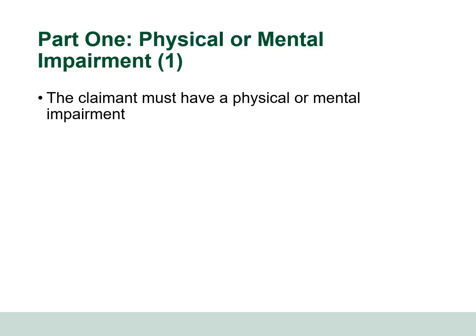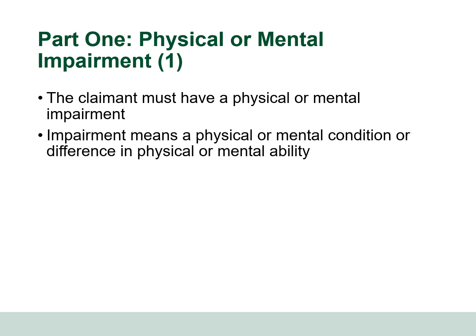The first part of the test is that the claimant must have a physical or mental impairment. Many disabled people do not like thinking of themselves as having an impairment and instead prefer to think of themselves as being differently abled to people who do not have the same condition. Although the Equality Act uses the word impairment, another way of thinking about this is that the claimant must have a physical or mental condition or difference in physical or mental ability.